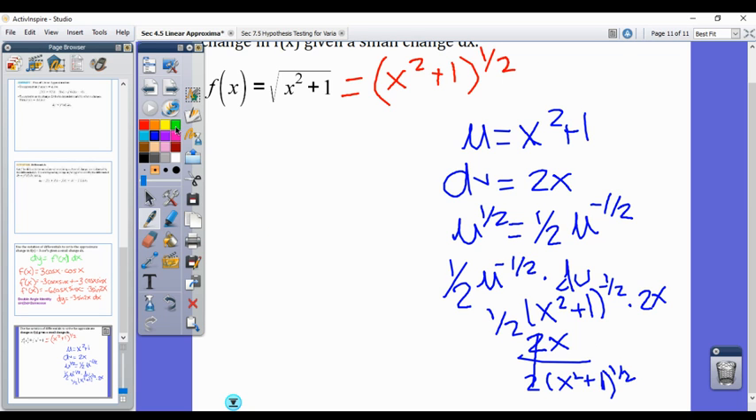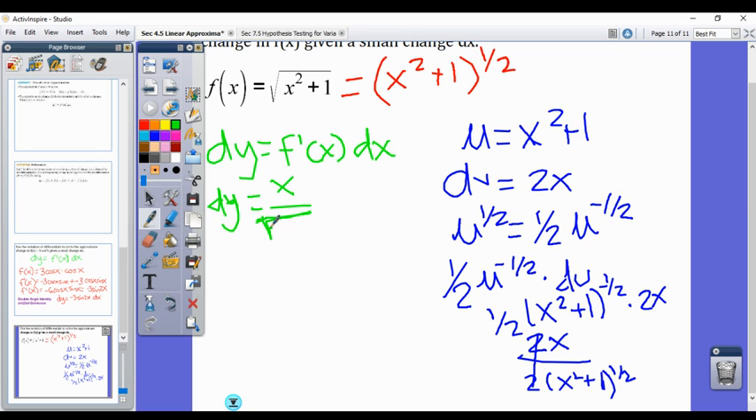Okay, so remember we're doing dy equals f prime of x dx. So dy equals x over the square root of x squared plus 1 dx. And then that's it, all done.